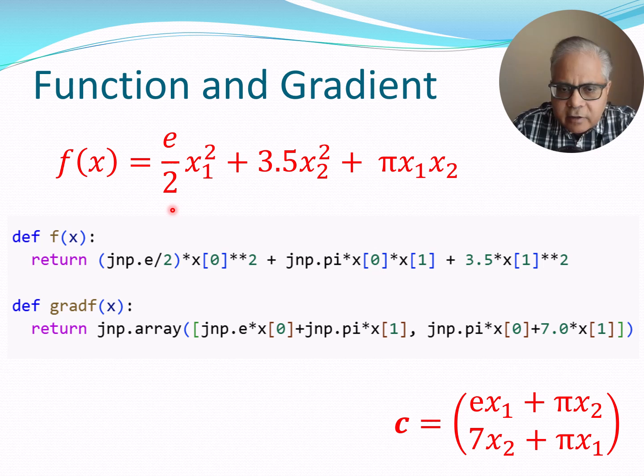Let's code in the function and the gradient. So I have coded in here. Remember, I'm not going to use the grad f here for performing the BFGS. I'm only going to use it to check the gradient which is coming out of the AD method. So again, as far as numpy is concerned, it's got some built-in variables like e, pi, and so does jnp here. So I have replaced the np by jnp, and so you can see this is the function and this is the gradient vector.